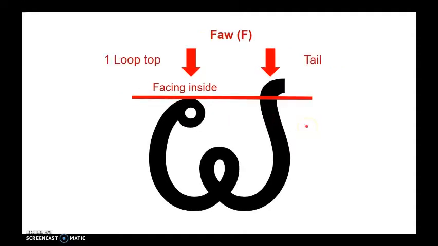The next letter is fa. That was the second letter we learned this week, today. So fa has 1 loop that points to the inside of the letter and a tail that points to the right. So remember, fa has a tail, paw does not have a tail. Okay?